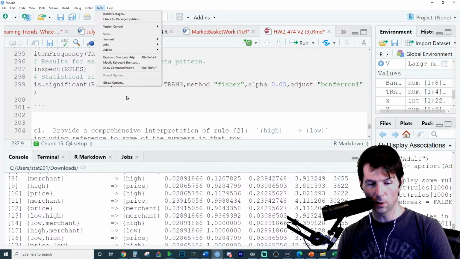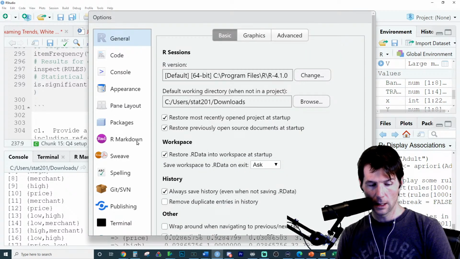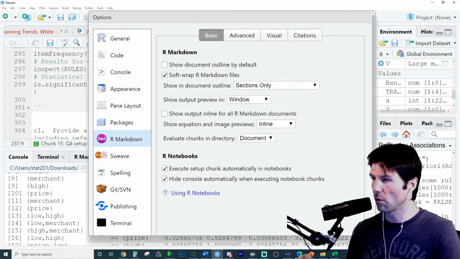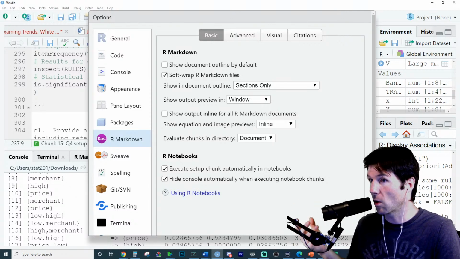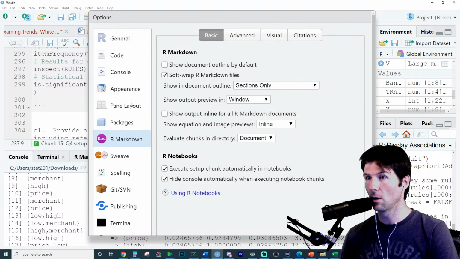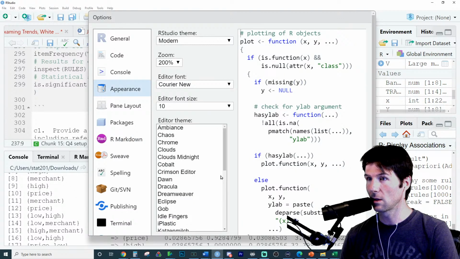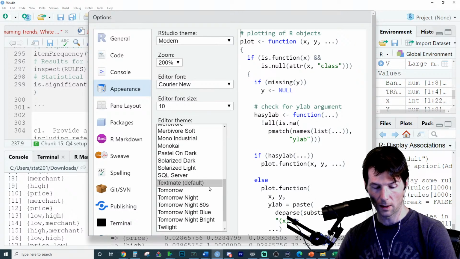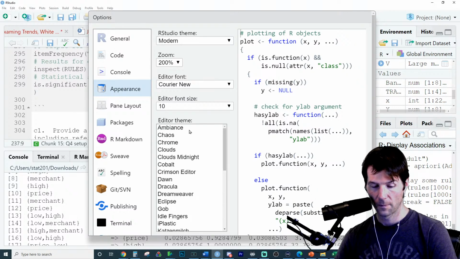If you go here to tools, global options, and R Markdown, and if you make yours look like mine, if you pause the screen here, if you want your output to look like mine, you can be like Brian. You could go over to the way your appearance looks and all these other things. You could be ambiance. What is ambiance going to look like? Let's turn on some ambiance music. I've got to make sure I remember which one I am. I'm on TextMate default. Go to ambiance.